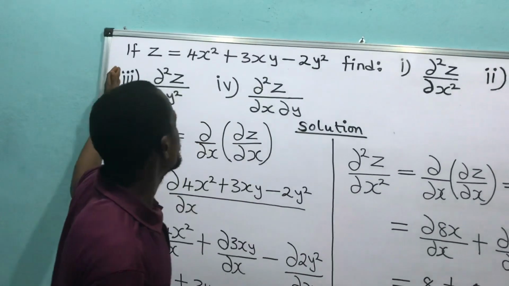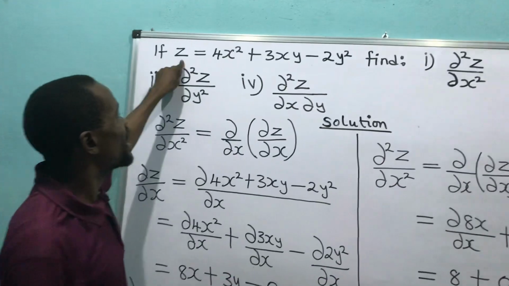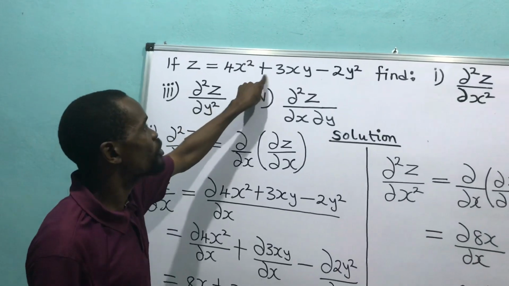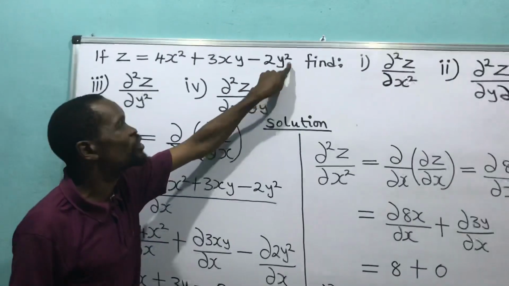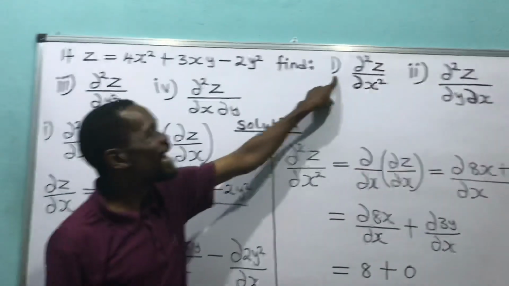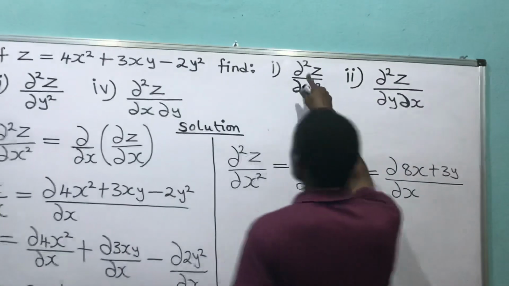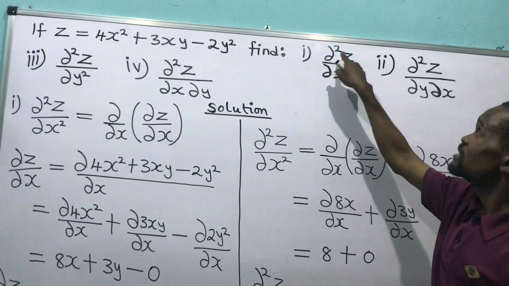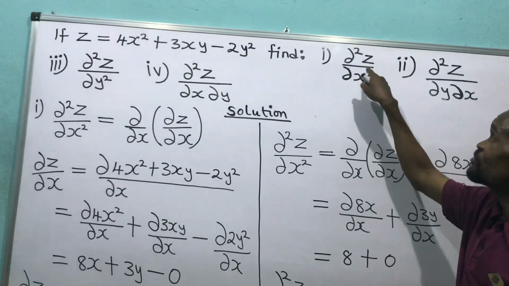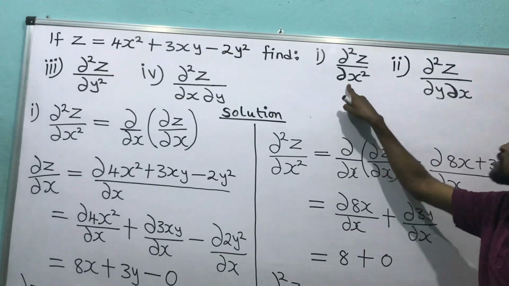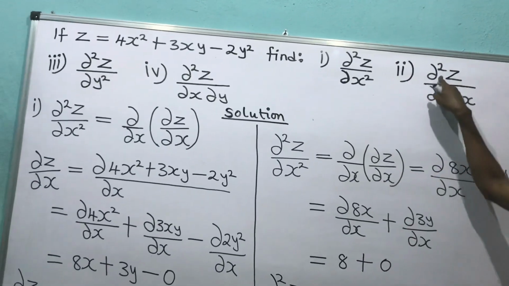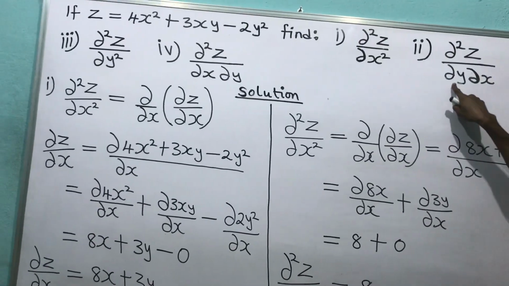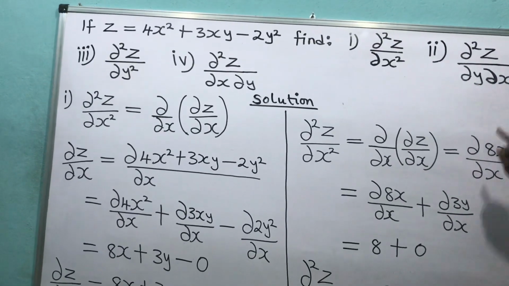Looking at the question they give us here, they said if z, a function z, is equal to 4x squared plus 3xy minus 2y squared, we should find: I, the second partial derivative of z with respect to x; II, the second partial derivative of z with respect to y.